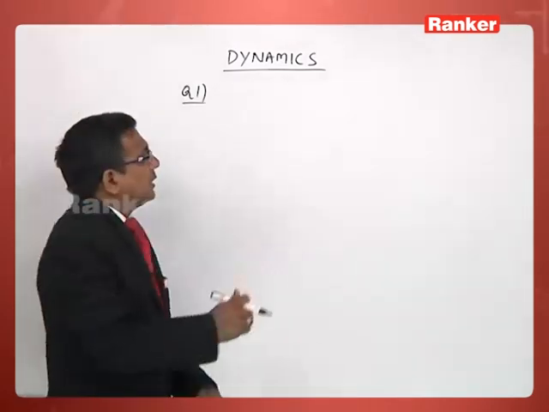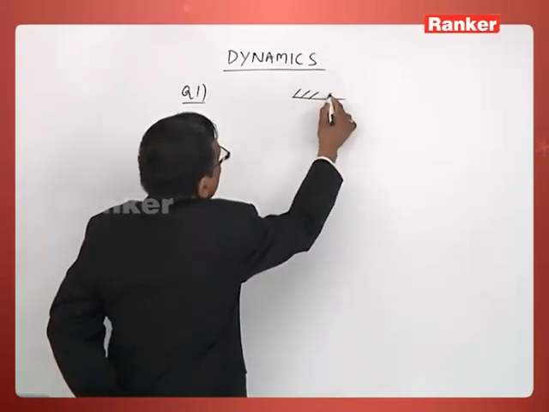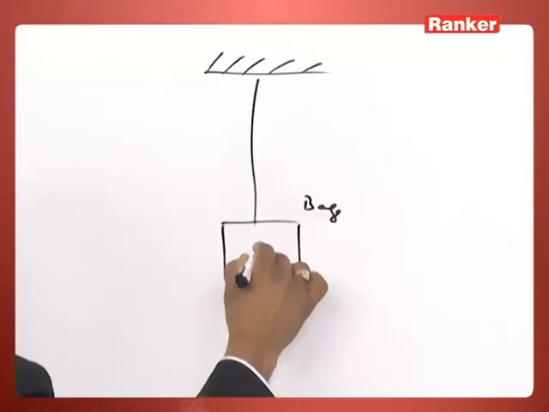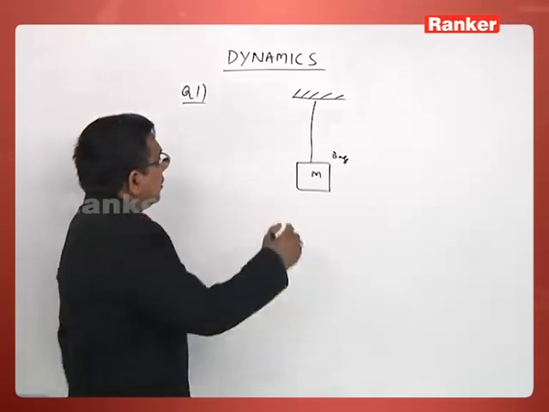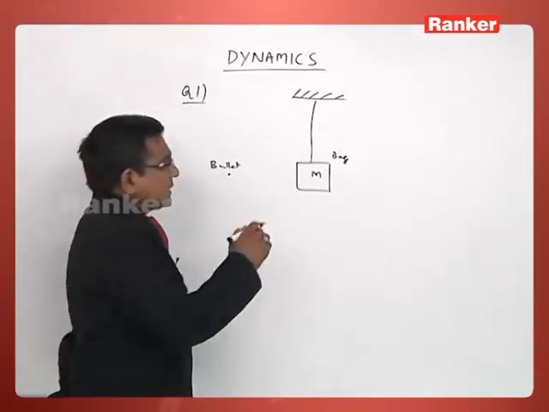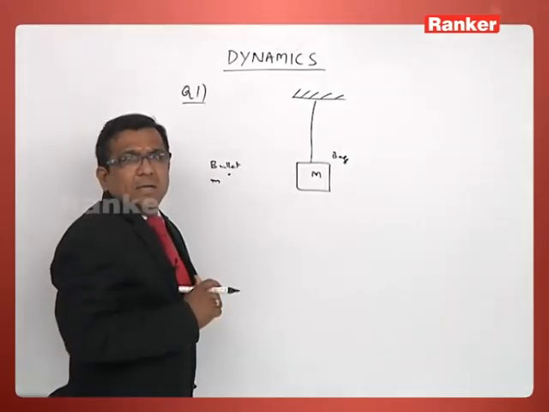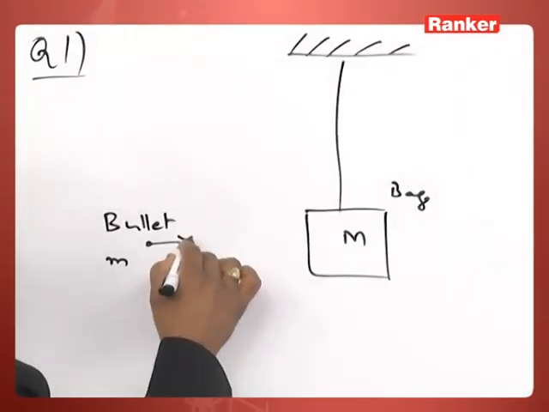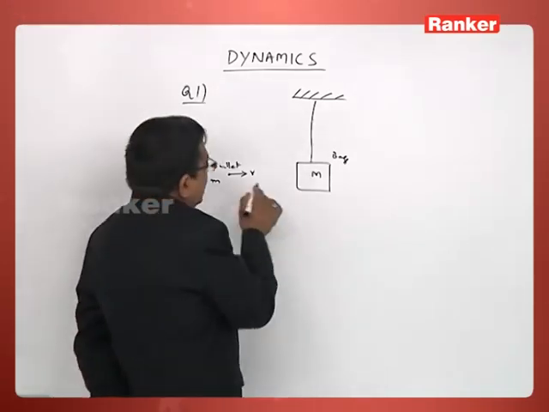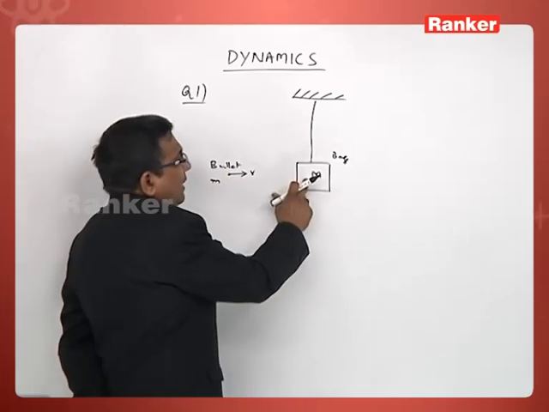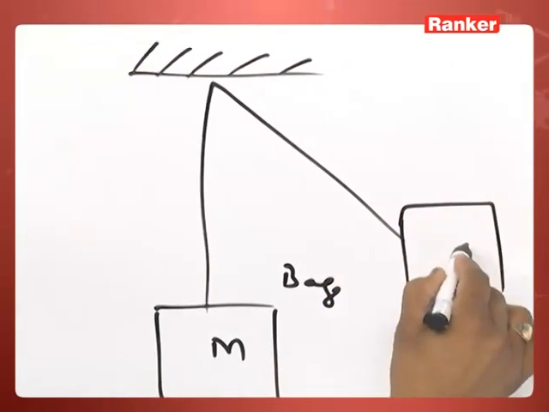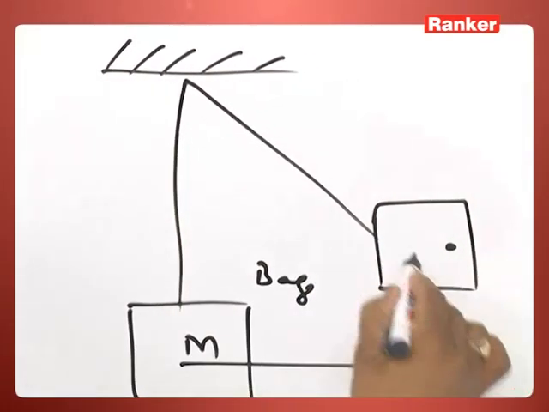Now let us draw a diagram. From a rigid support, take a long thread with a bag of mass M hanging like this. Now there is a bullet of mass small m, fired horizontally with a velocity v. It gets embedded, and due to the impact when the bullet collides with the bag, the combined system will rise to some height like this.